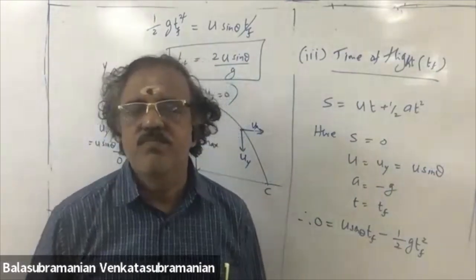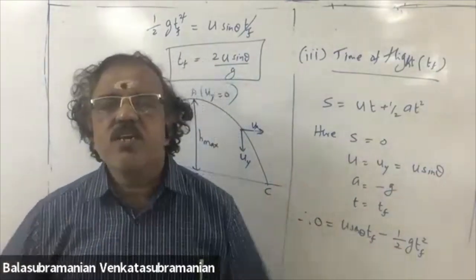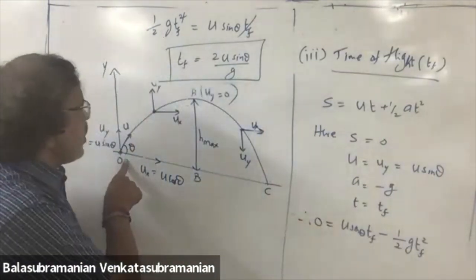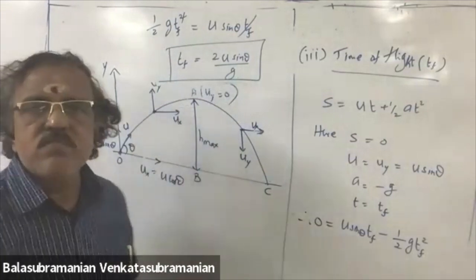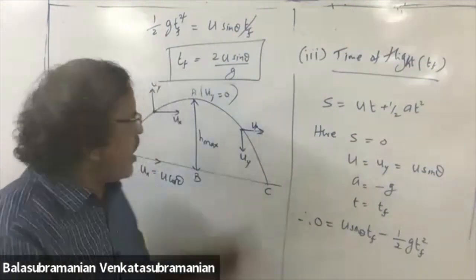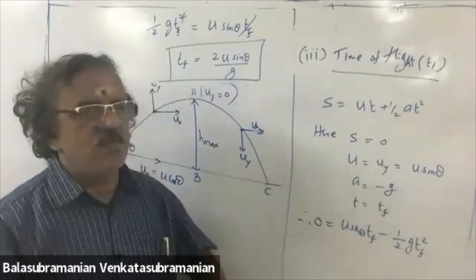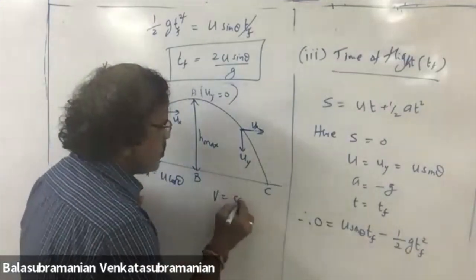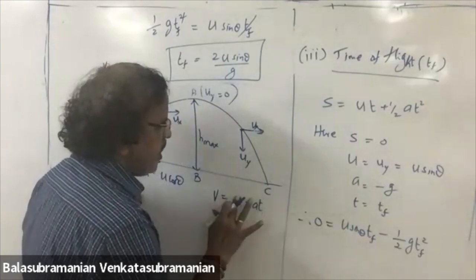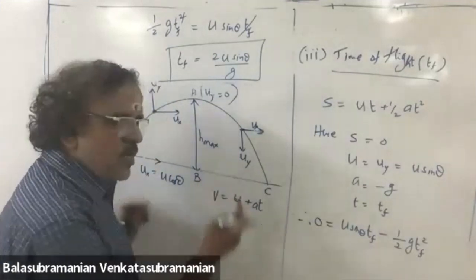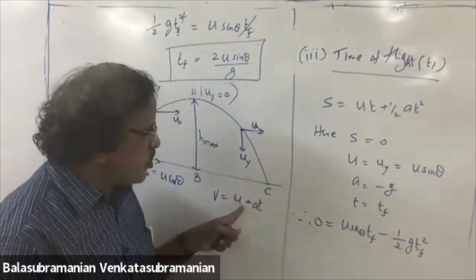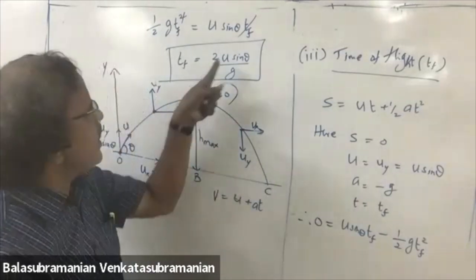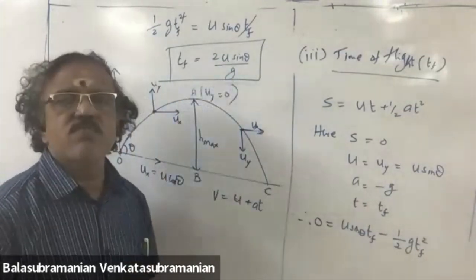Time of flight. Sir, one more thing you can say here. Whatever time is taken from point O to point A, the same time it will take from point A to point C. You can use the equation v is equal to u plus at. v is equal to 0. u becomes u sin theta. a becomes minus g. Calculate t, and you will get u sin theta by g.